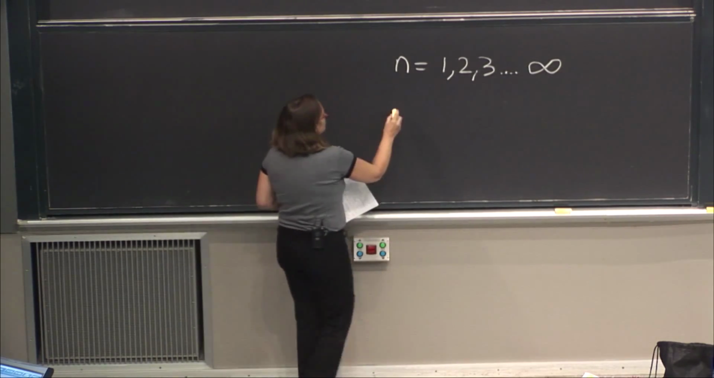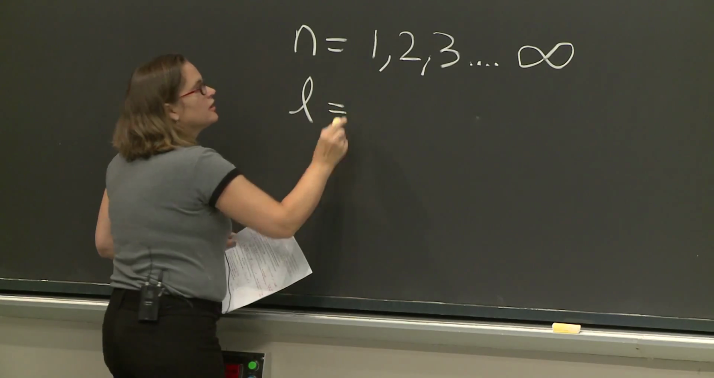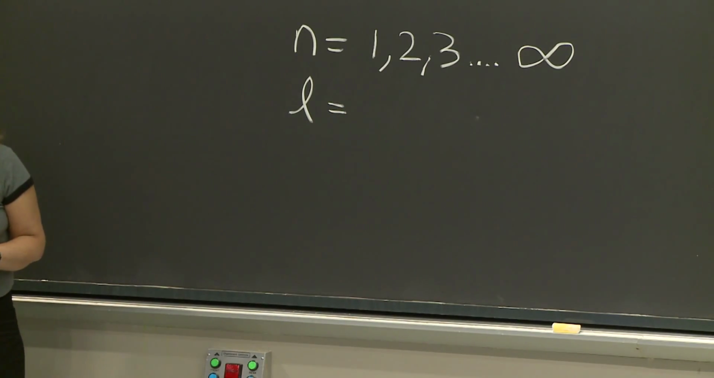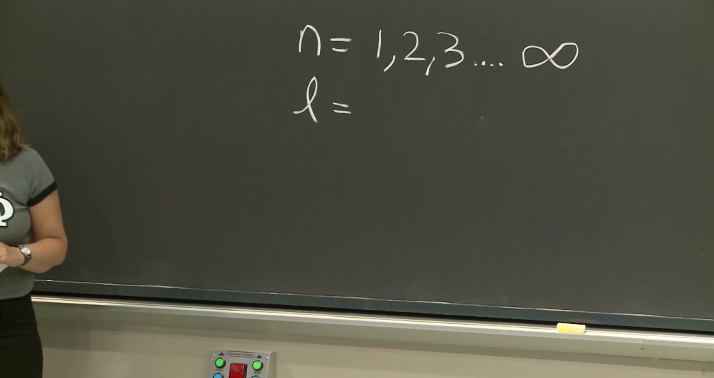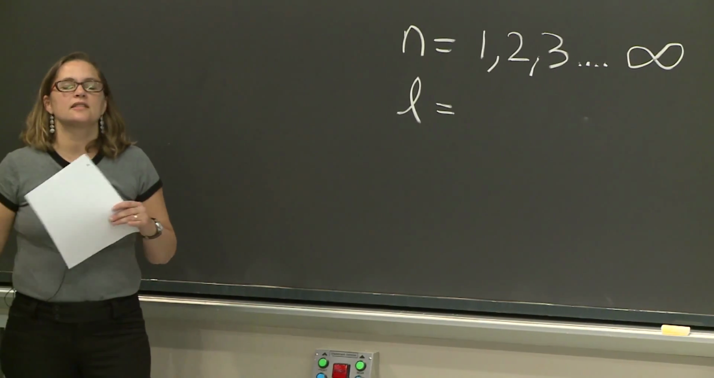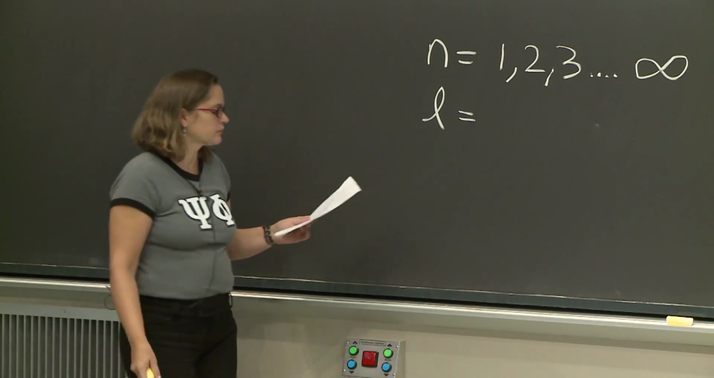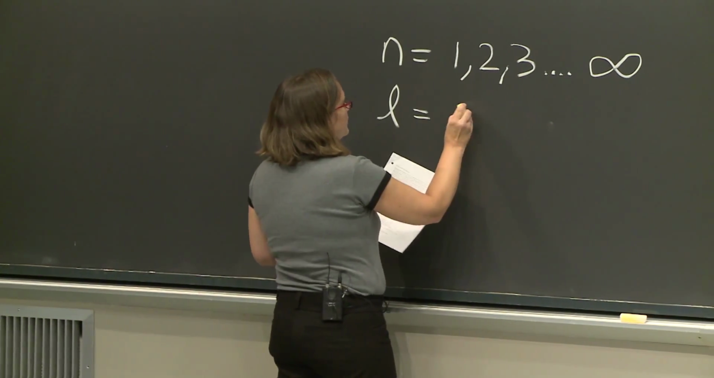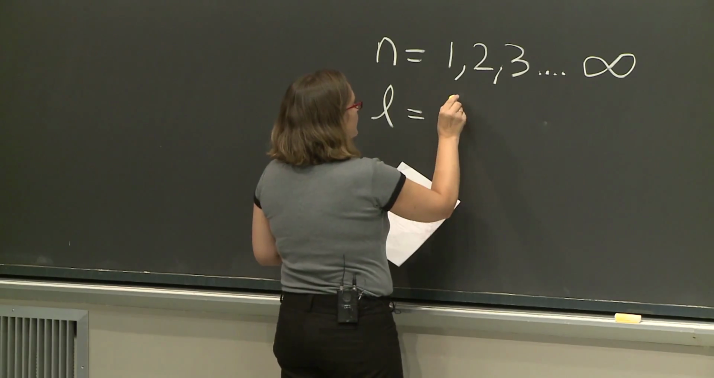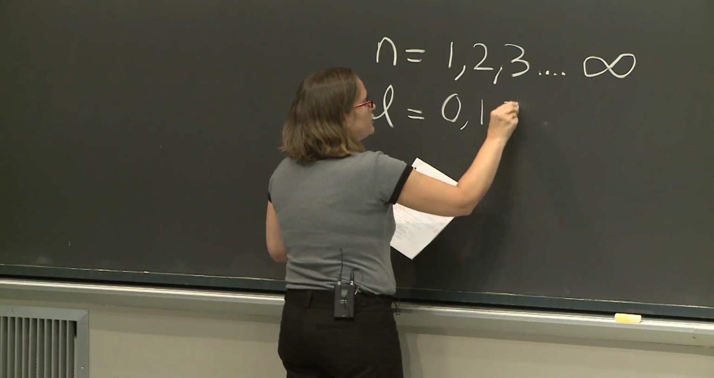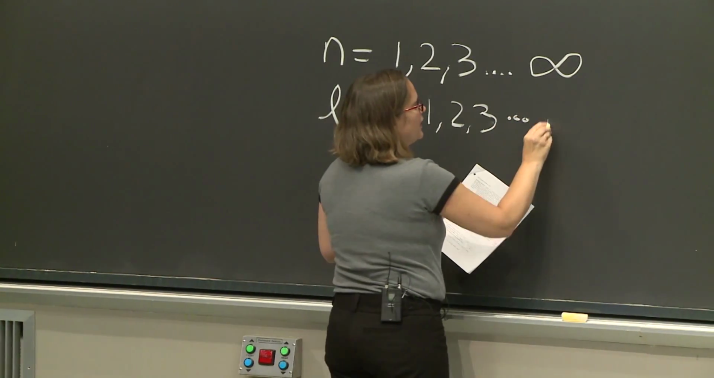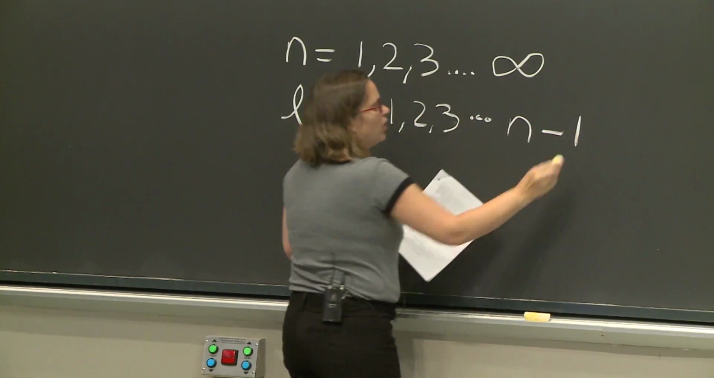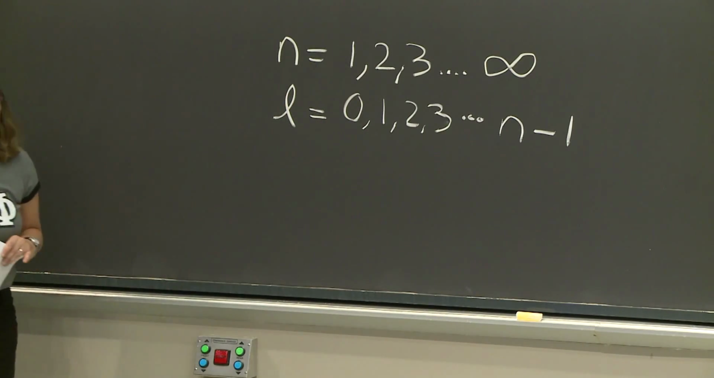Then we have L, which we haven't talked about yet. So that's the angular momentum quantum number. So it tells you about the angular momentum. It also tells you about the subshell or the shape of the orbital. And so L is related to n, and it can be 0, 1, 2, 3, onward to n minus 1. So its biggest number is n minus 1.